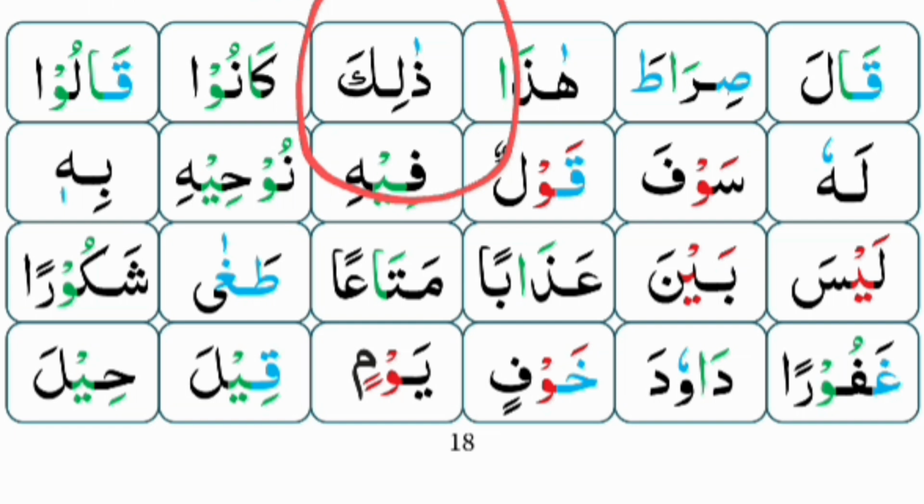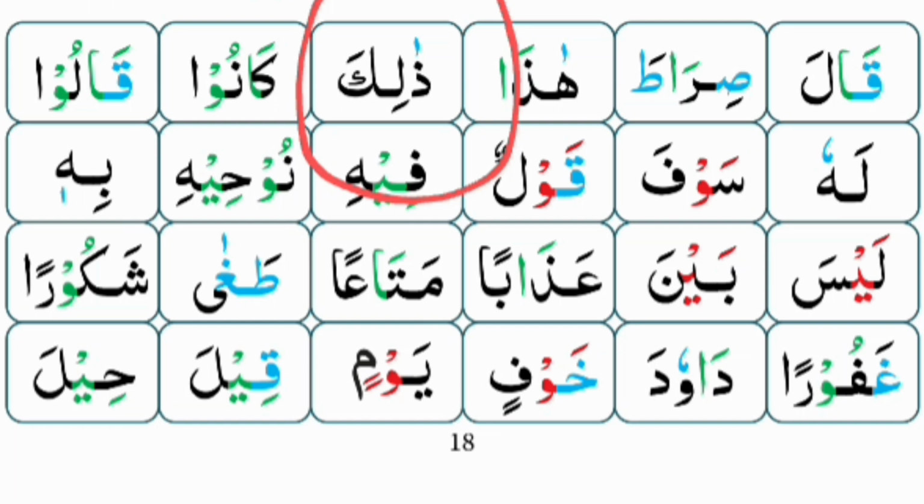Dal has a vertical fatha sign, meaning it is a vertical harkat. So you remember that when a vertical harkat comes, we stretch it up to two harkat or up to two alif. So we stretch it. The sound of dal is dha. Now the dal has a vertical harkat, so we stretch it.